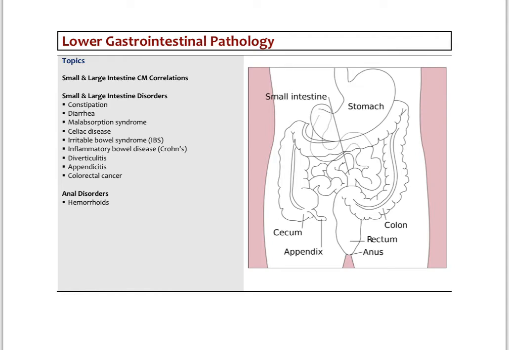In this final video on GI pathology and lower GI pathology, we're going to look at inflammatory bowel diseases like Crohn's and ulcerative colitis. I'm going to look at diverticulitis, appendicitis, and colorectal cancer, and then we'll talk a bit about hemorrhoids.